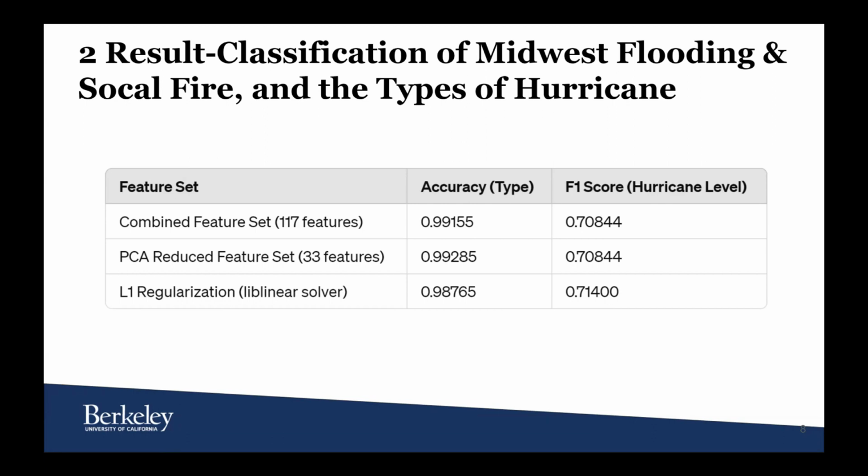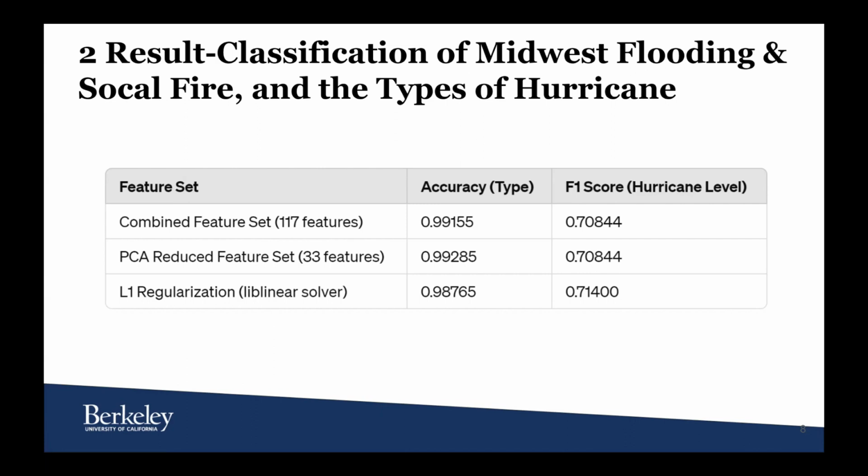We employed the PCA to assess potential overfitting, reducing the feature set to 33 principal components. This adjustment slightly increased our disaster type prediction accuracy to 0.99285, indicating that some discarded components were likely noise. However, the F1 score remained unchanged.